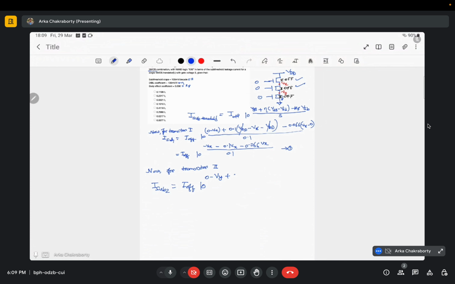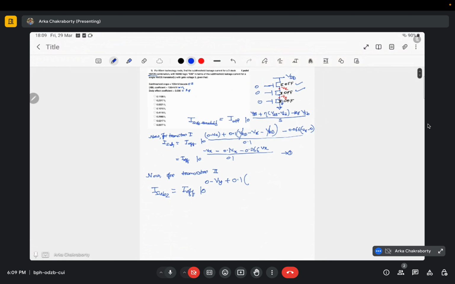Plus eta is 0.1, eta into VDS. VD is Vx and Vs is Vy, right? So VDS is Vx minus Vy. So VDS minus VDD. VDD is how much? VDD is 1 volt basically. Okay, so for 65 nanometer technology, VDD is 1 volt.